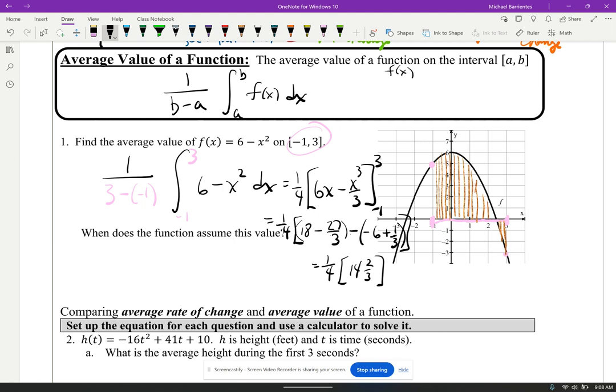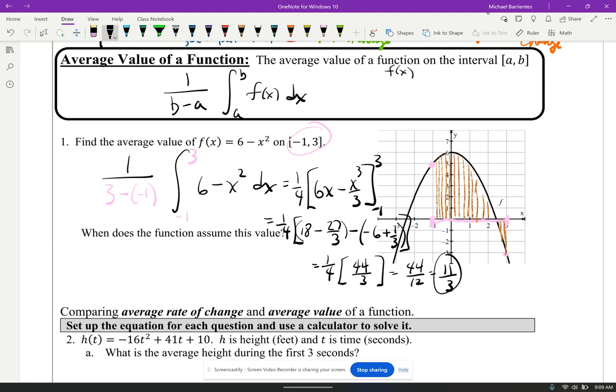And then I'm going to take 1/4 of that, right? 14 and 2/3. I believe that's 44 thirds. And when I multiply this, I'll get 44 twelfths. And I believe I can divide by 4, and I'll get 11 thirds. This is the average value. 11 thirds is the average value, or 3 and 2/3.